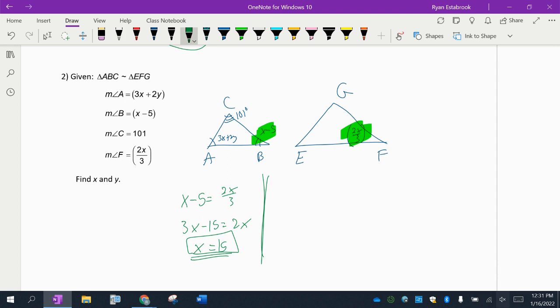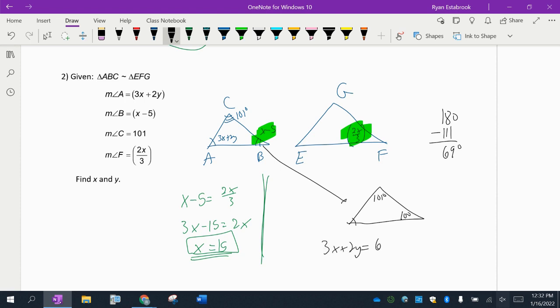Now, to keep going with this one, if x equals 15, I still need to figure out y. So if we look at this triangle, angle C was 101. If x is 15, that means that this angle down here is 10 degrees. 101 plus 10 is 111 degrees. That with this 3x plus 2y have to add up to 180. So I can take 180 minus the 111, and that's going to come out to 69 degrees.